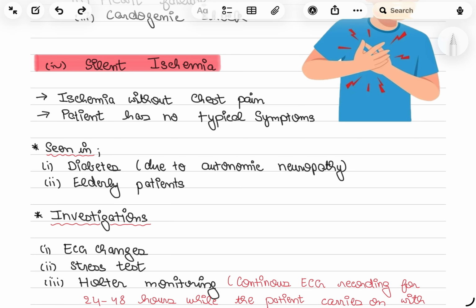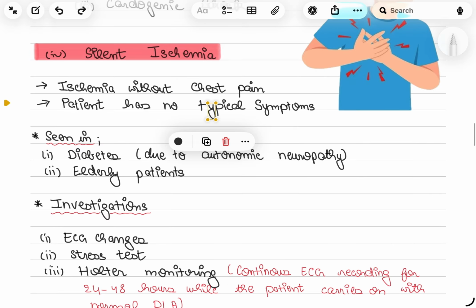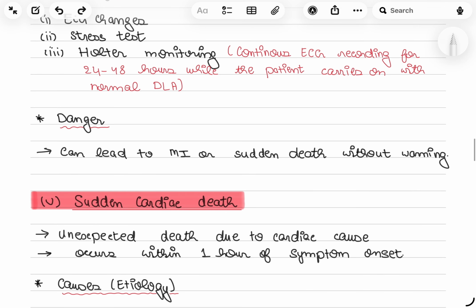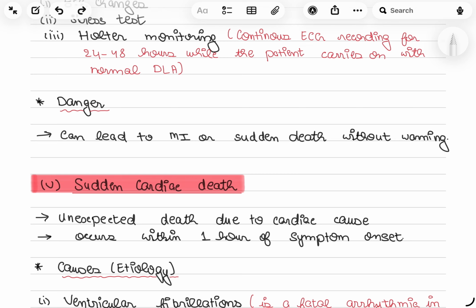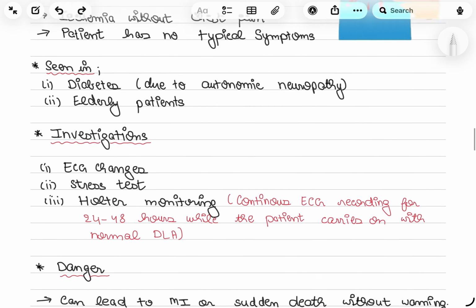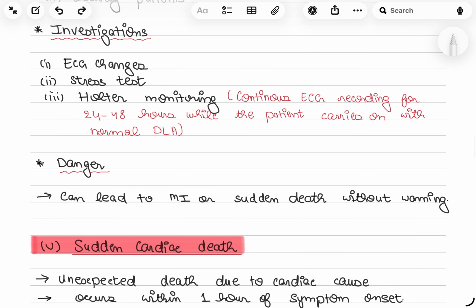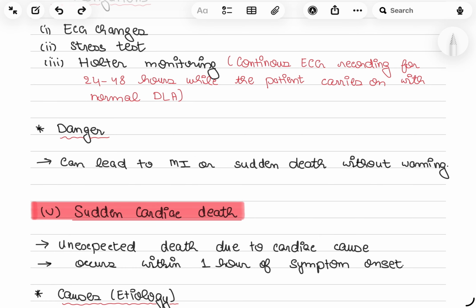So, silent ischemia. By the name, you can understand ischemia without chest pain. The patient has no typical symptoms, so this is the reason it's called silent ischemia. Seen in diabetic patients or elderly patients. Investigation: ECG changes, stress test, or Holter monitoring. What is Holter monitoring? Holter monitoring is continuous ECG recording for 24 to 48 hours while the patient carries on with normal daily living activities. Danger: it can lead to MI or sudden death without warning. Because it's silent ischemia, there's no chest pain to the patients, so it can be fatal or even lead to MI.